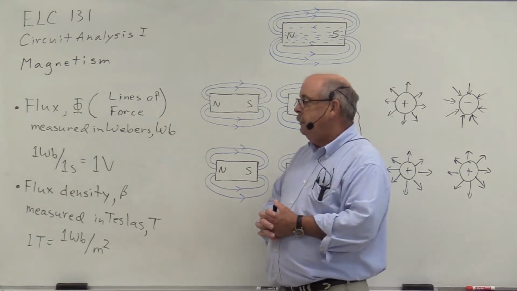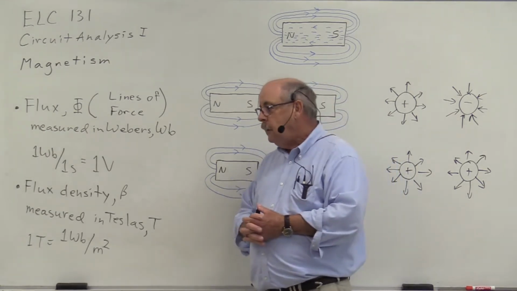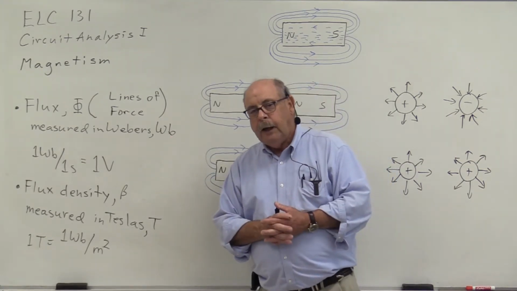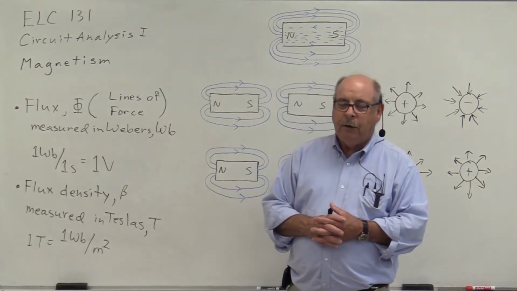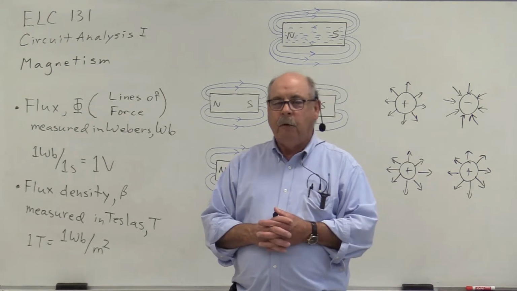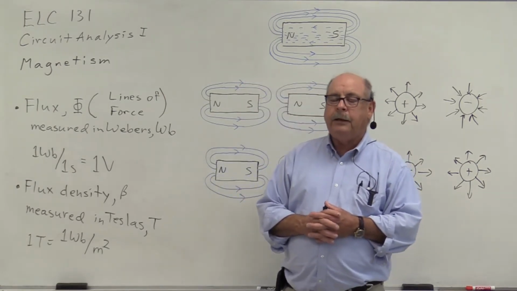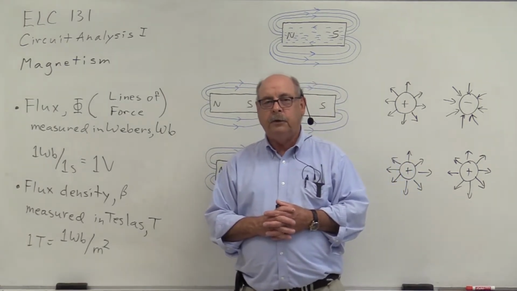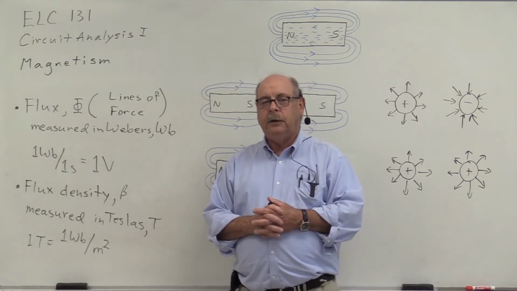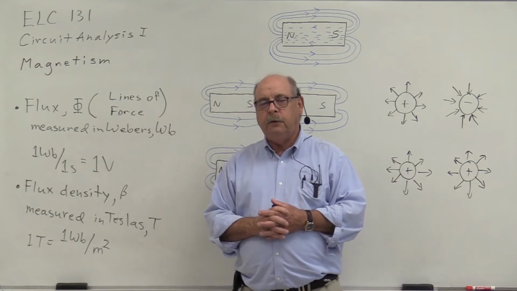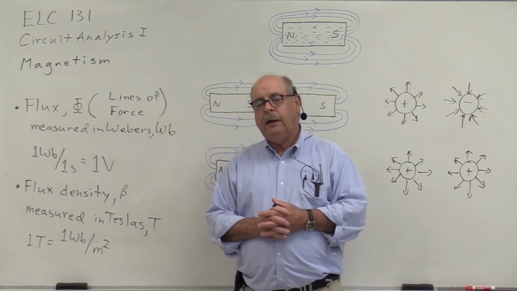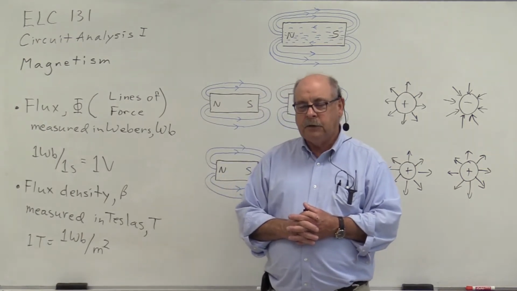Now, flux is measured in Webers. The unit symbol is capital WB. And the definition of a Weber is that if a magnetic force of 1 Weber changes in 1 second, it will induce 1 volt of potential difference in a conductor that is through that flux.